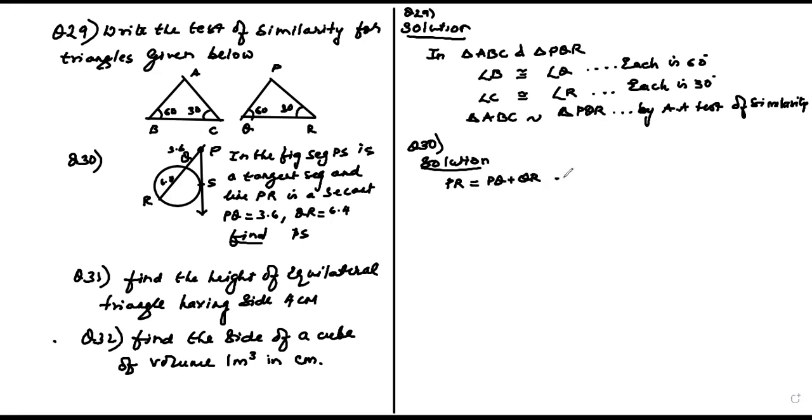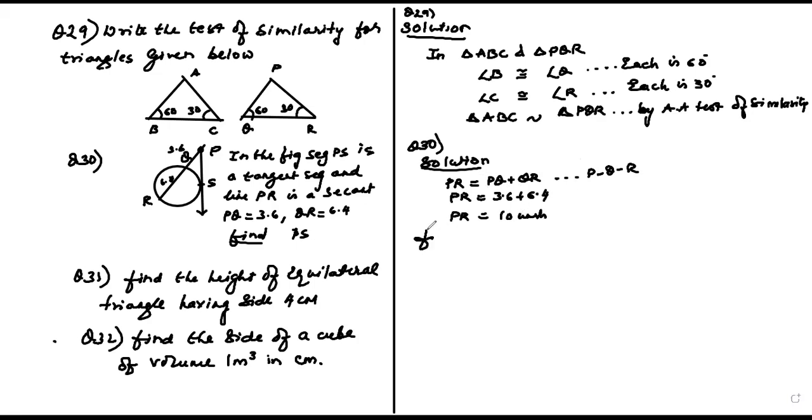You can see here, children, P, Q, R. PR equals, how much will it be, children? 3.6 plus 6.4. So PR equals 10 units. Are you getting me? But this is not the answer, children.